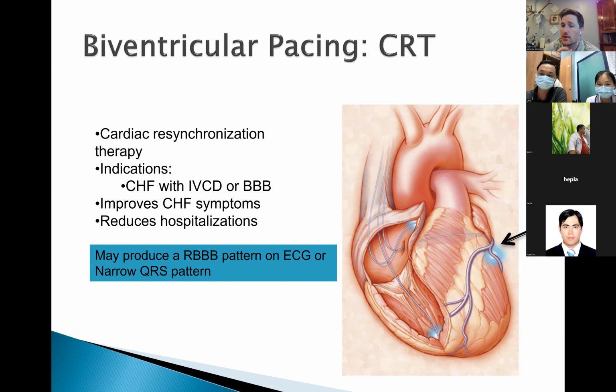So both the right ventricle and left ventricle are being paced with these biventricular pacers. And with these, you may see a right bundle branch pattern on EKG, or even a narrow QRS, since they're both firing at the same time. Those are the patterns that you could see. So if you see a narrow QRS pattern, think that if the patient doesn't know what kind of pacer they have, very likely they have one of these biventricular pacemakers.